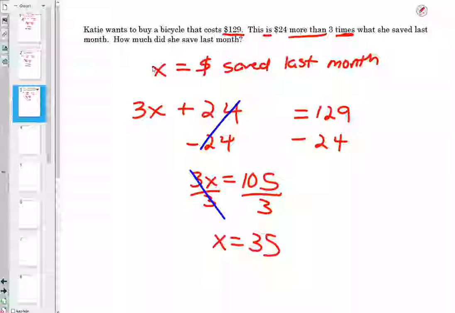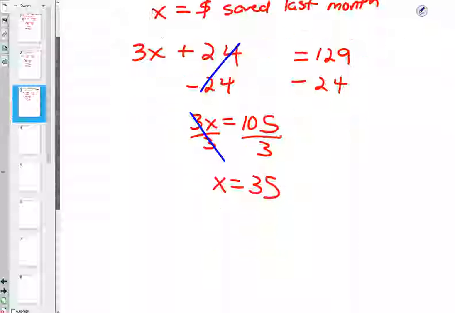What does that 35 mean, Mama? Yeah, money. So if you were to write this out, she saved $35 last month.